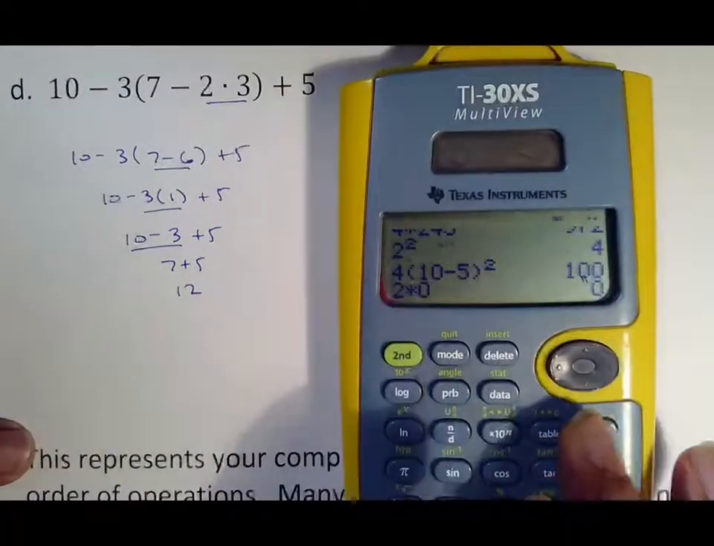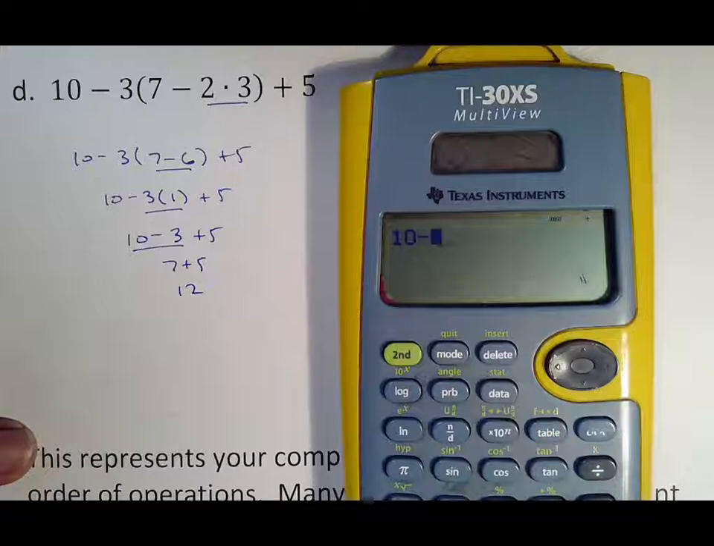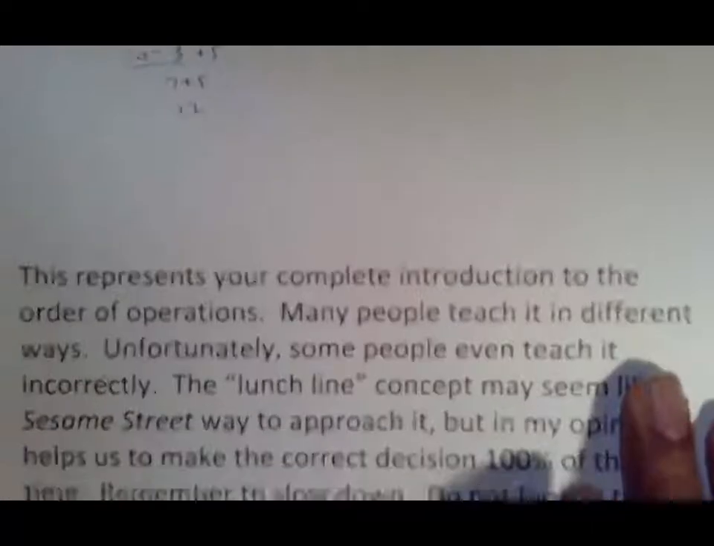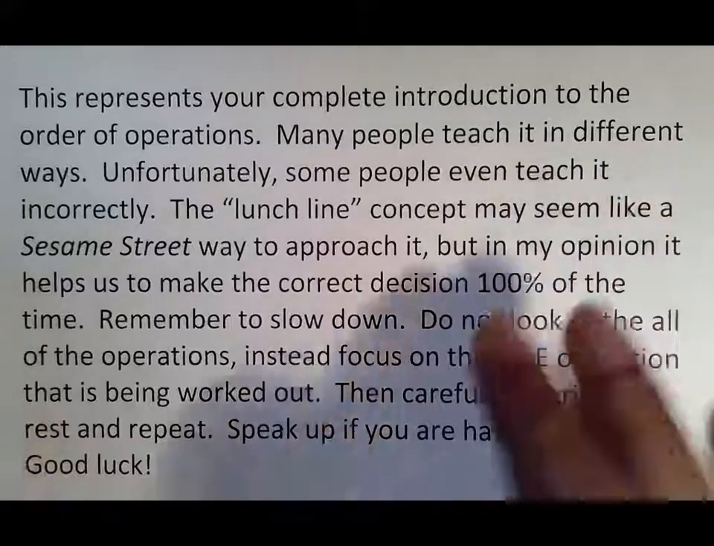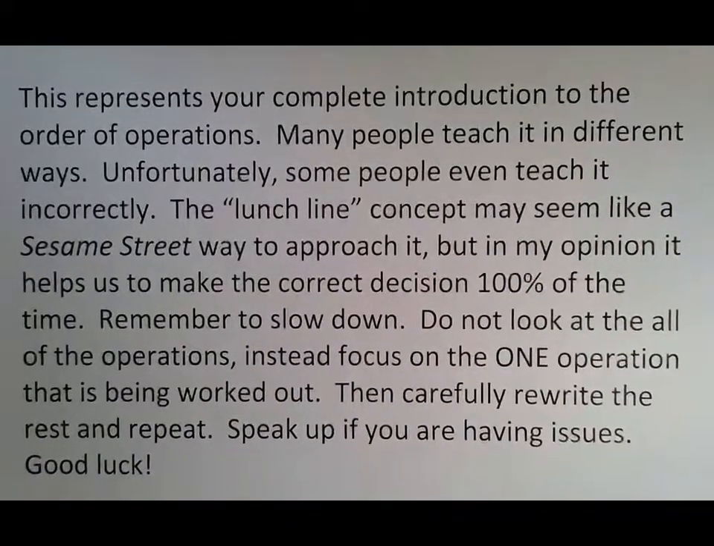And again, just for the sake of proof, because we have time, 10 minus 3 parentheses 7 minus 2 times 3 close plus 5 equals 12. So again, it helps to have that, so that way you can actually make that decision. So this represents your complete introduction to the order of operations.